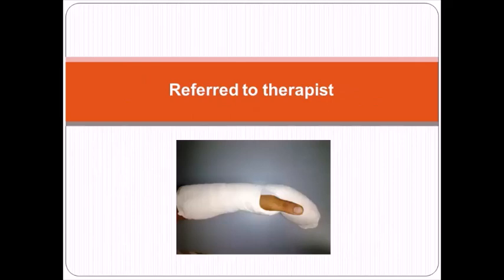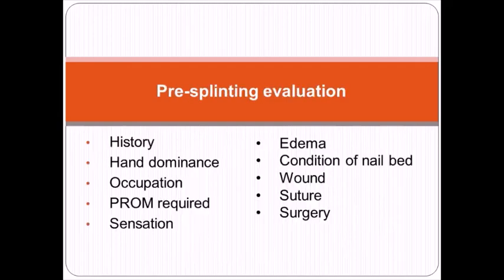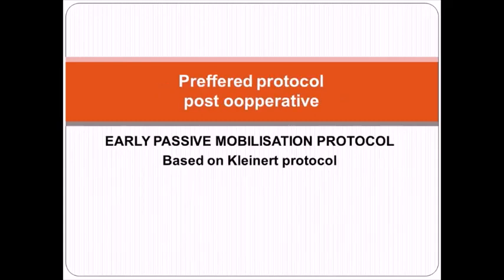Now, this is the patient who came to us with the plaster cast. Then, as usual, we go for the pre-splinting evaluation, which I discussed before. And then I preferred to go for an early passive mobilization protocol that is based on the Kleinert protocol with some inclusion and exclusion. That's why I call it my preferred protocol.